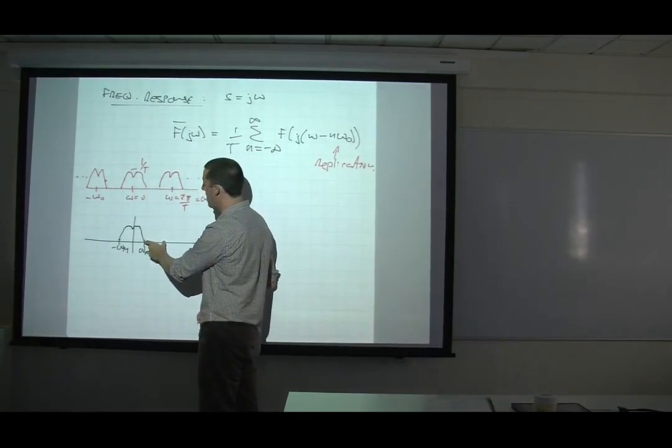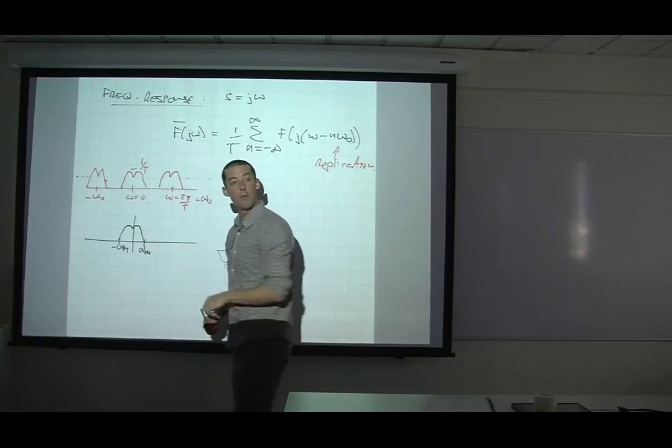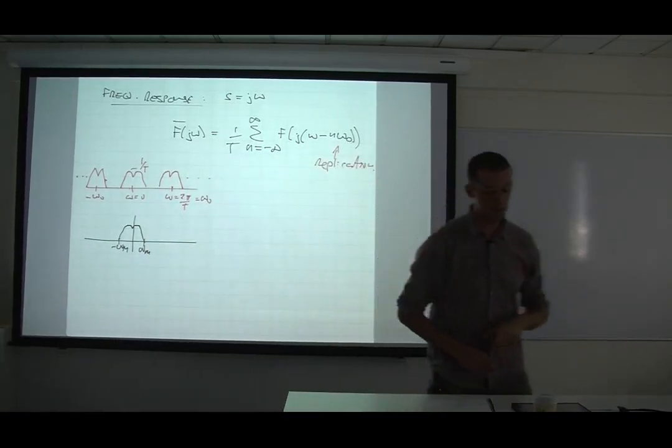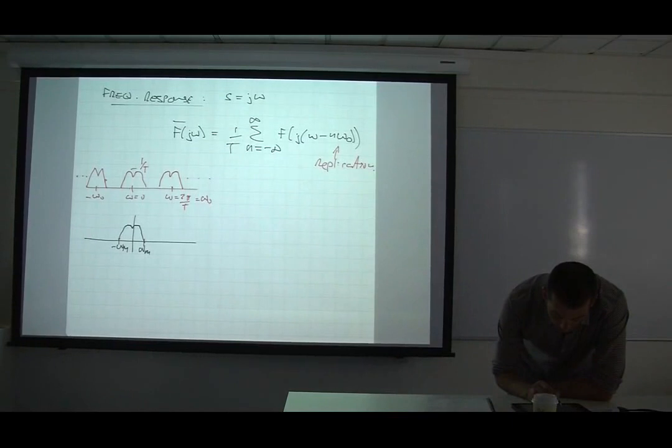So I've got to have it centered so there's no overlap. And you can see it's pretty straightforward then to see the next copy at its absolute minimum can be here. And so on, the next copy will be here. So this is my 2 pi over T, and that's going to be equal to 2 omega m.